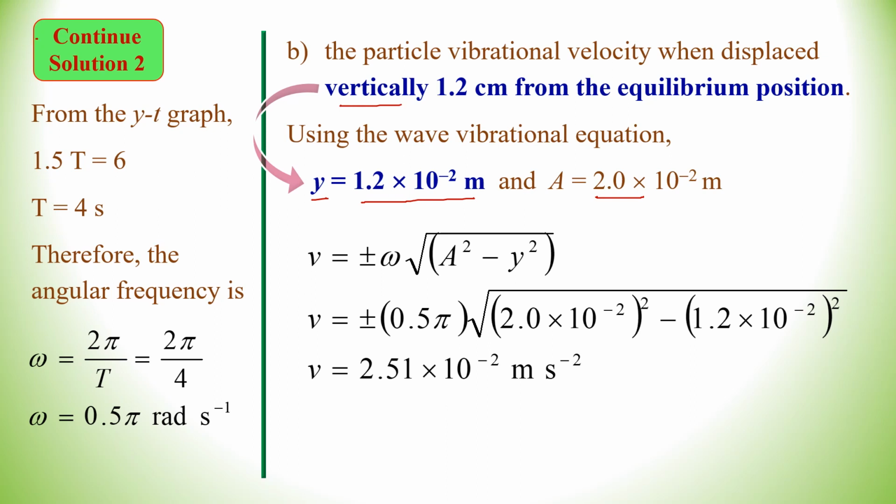Amplitude is 2 times 10 to the negative 2. How do we find omega? We have the equation omega equals 2 pi over T. T is 4 seconds, substitute, then you get omega equals 0.5 pi. Substitute A as 2 times 10 to the negative 2, y as 1.2 times 10 to the negative 2. Press the calculator, and you get the answer 2.51 times 10 to the negative 2 meter per second. So that's all for question 2.